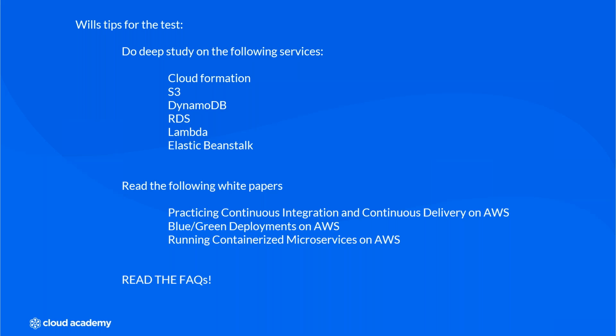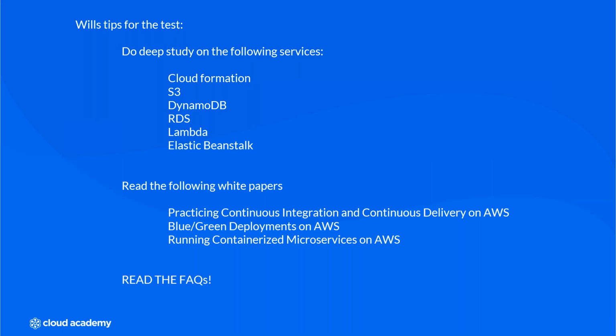S3, DynamoDB, RDS, Lambda. I hate putting this one on here, but Elastic Beanstalk, for some strange reason, AWS is very fascinated with Elastic Beanstalk. They love it, they love it, they love it. I wish it would go away because it teaches you bad things, but you should know it for the test.